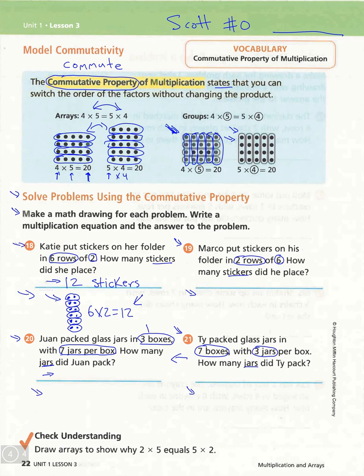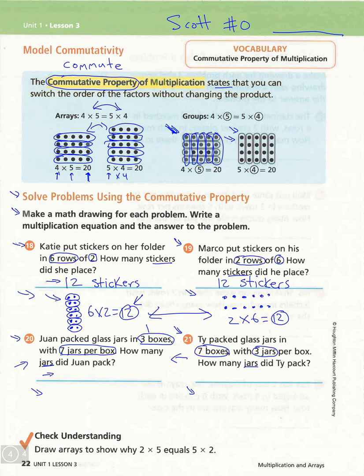So let's look at number 19. Marco puts stickers on his folder in 2 rows. So 1, 2, and 6 in each row. 1, 2, 3, 4, 5, 6. 1, 2, 3, 4, 5, 6, right? So how many stickers do you place? I have 2 rows of 6, and it's still 12, right? So look over here. We had 6 rows of 2, and now we have 2 rows of 6. Still 12. Our answer is still 12. So 12 stickers. We just moved them around.